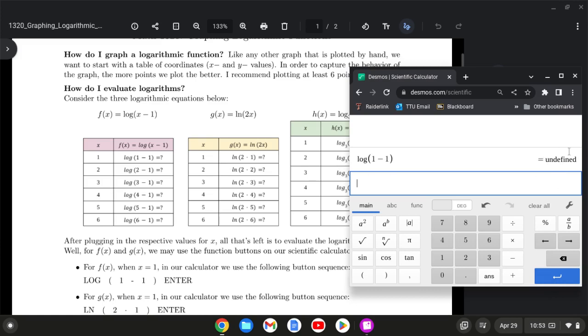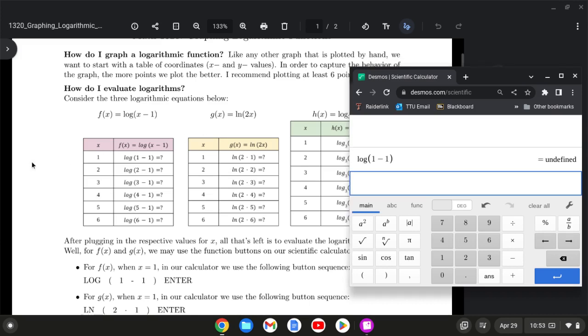Well, in this case, you'll notice on the right-hand side, what it returned to me was an error, or it's undefined. And so this tells me that log of 0 is undefined. We can't find a value that satisfies that.